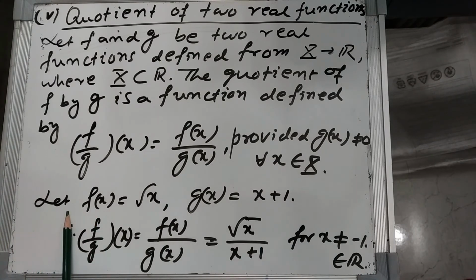Come to an example. Let f(x) equal to root over x, g(x) equal to x plus 1. So (f by g)(x) equal to f(x) by g(x) equal to root over x by (x plus 1) for all x not equal to minus 1 in the real set R. This was the algebra of functions. So many functions are also there. So we go to our exponential function, logarithmic function, trigonometric function, inverse trigonometric functions and inverse function also.